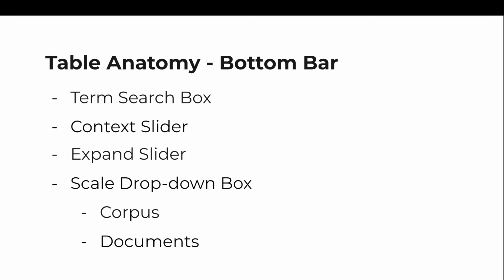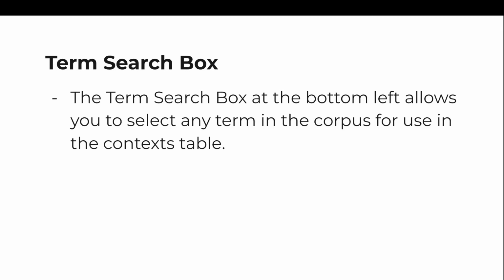The bottom bar of our table houses these available functions: the term search box, context slider, expand slider, and the scale drop-down box, which includes the corpus and the documents options. The term search box at the bottom left allows you to select any term in the corpus for use in the context table.